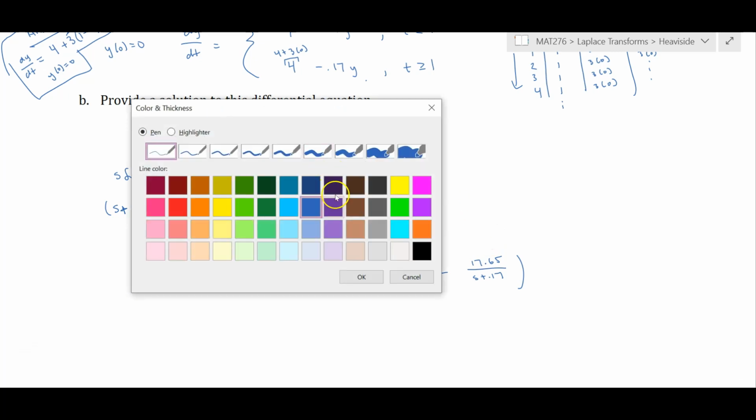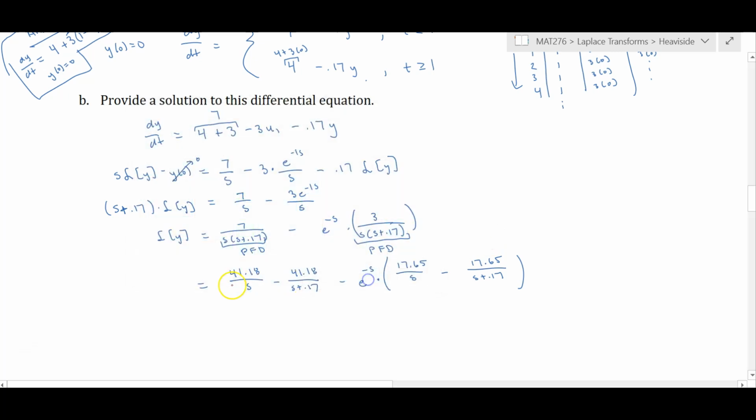Now, as you guys can see, we already know that this guy's inverse will be 41.18. That's the Laplace of a constant. This will be negative 41.18 e to the negative 0.17t. The trouble I'm going to have here, or I shouldn't say trouble, but the challenge before I can do anything is I need to distribute that back in.